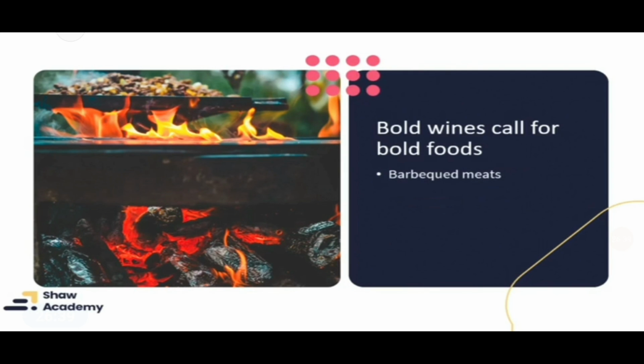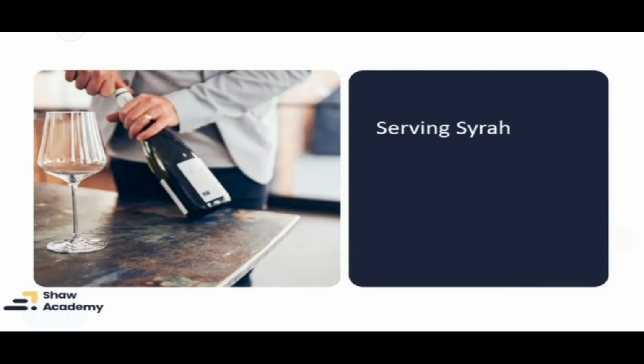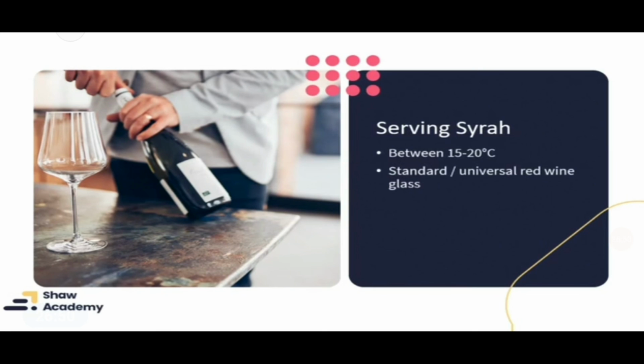Bold wines call for bold foods. When drinking Syrah that's full-bodied, think about barbecued meats with smoky flavors or ripe and rich cheeses, and it goes beautifully with lamb. Syrah can be served between 15 and 20 degrees Celsius in a standard or universal red wine glass.